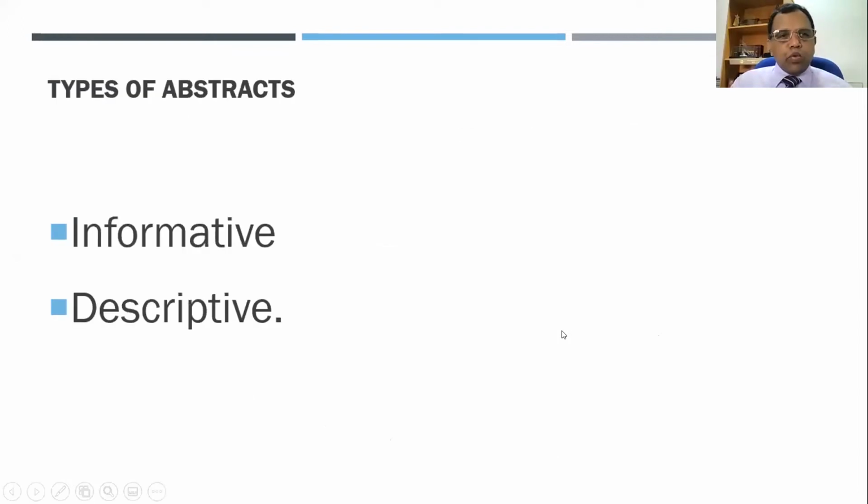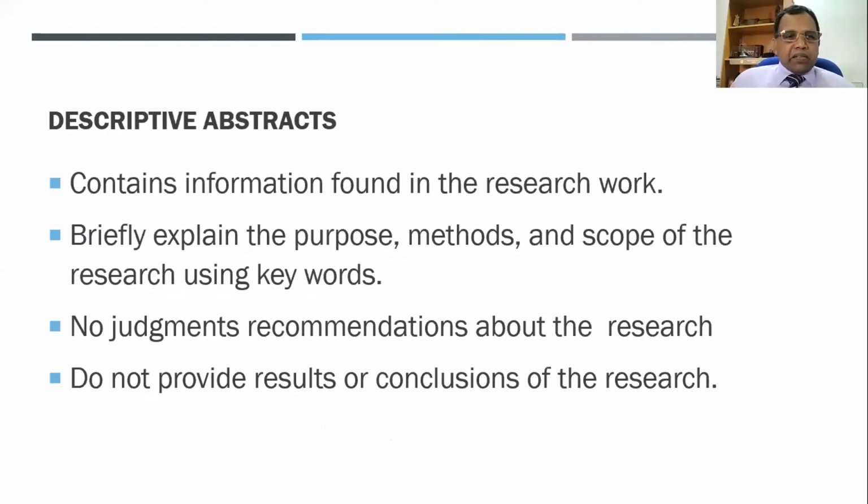It gives all these other details, but I'm just trying to show you the type of abstract and how it comes. So there are two types of abstracts, right? One is informative and the other one is descriptive. Descriptive abstracts contain information found in the research work and briefly explain the purpose, methods, and scope. They use keywords and do not give judgment. One you can do before you do a research, at the time of planning the research, because the descriptive type abstract does not provide results or conclusions, right?